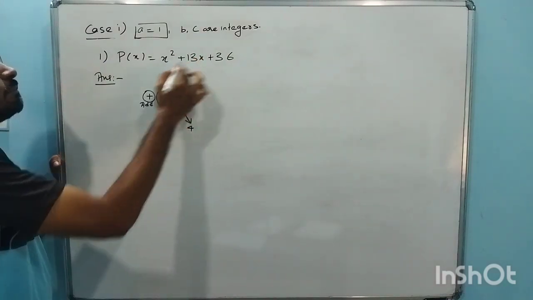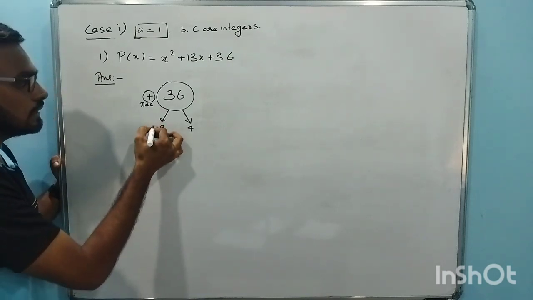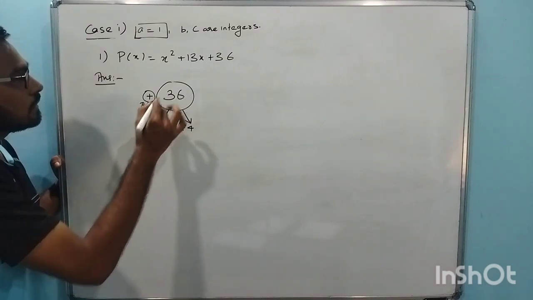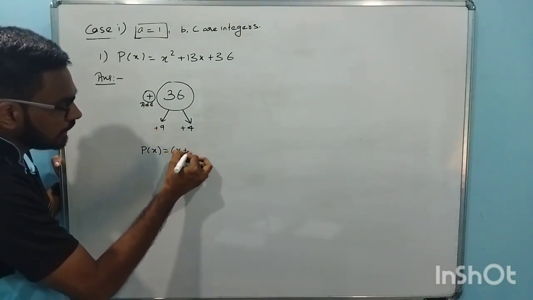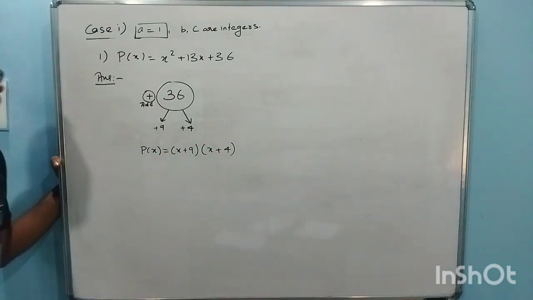Now here this is plus, so you should give this sign to both the numbers, that is plus here, plus here. So this is done. Therefore p of x is x plus 9, so just write x plus 9 here, and x plus 4. So just write x plus 4 here. Done.